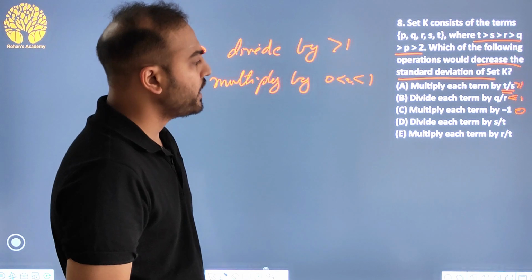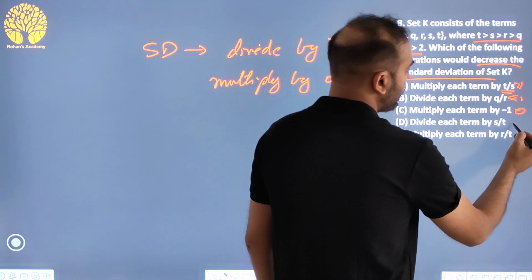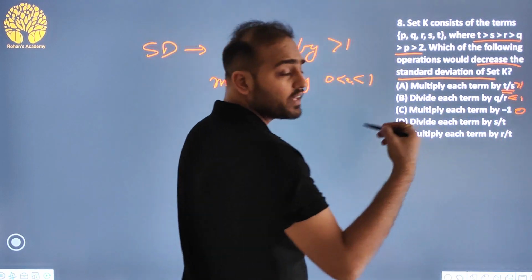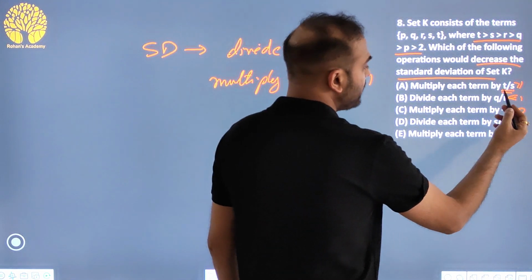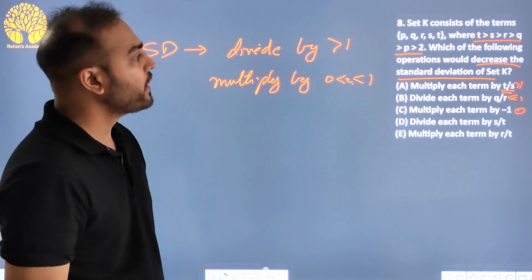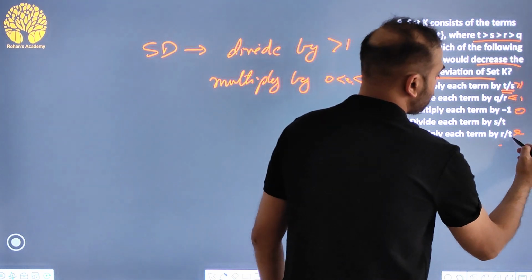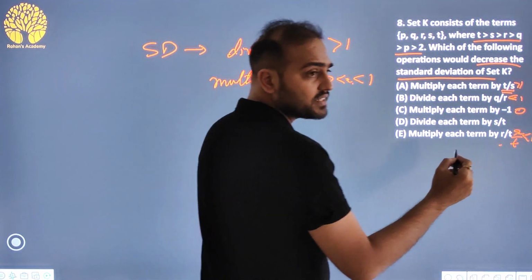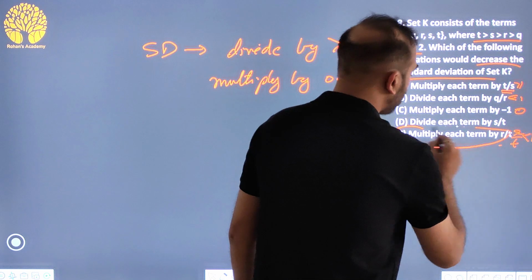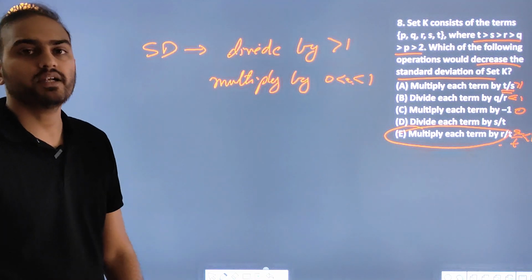Divide each term by s by t. Again, s is less than t, so you are dividing by a decimal. So again, standard deviation will increase. Multiply by r by t. Yes, because r is less than t, so you are multiplying by less than 1. If you are multiplying by less than 1, the values will shrink, and standard deviation will decrease.